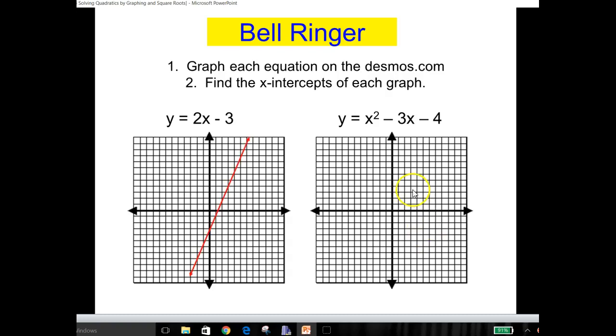Okay, so you should have a y-intercept of -3, which means it hits my x-axis at positive 1.5. And for the quadratic, looks like we hit at -1 and 4 on the x-axis.